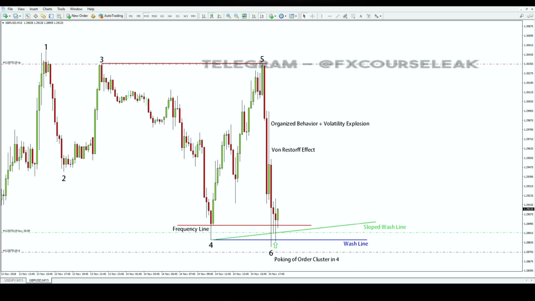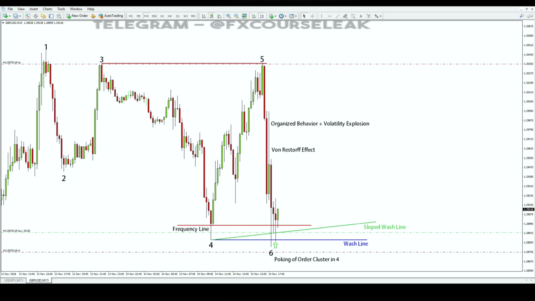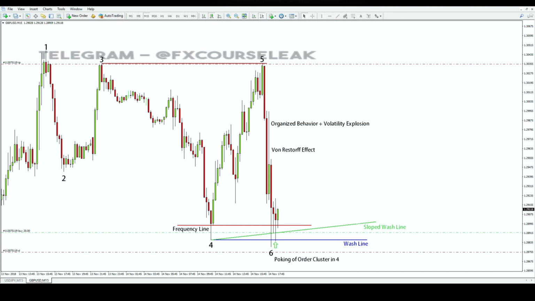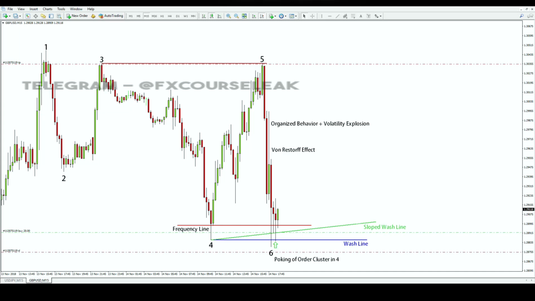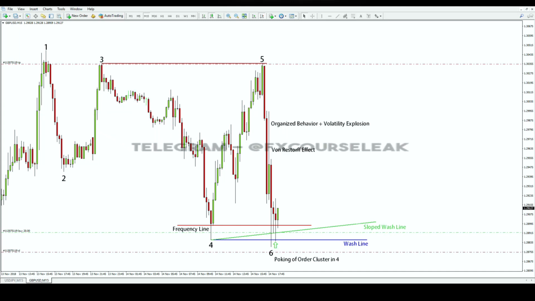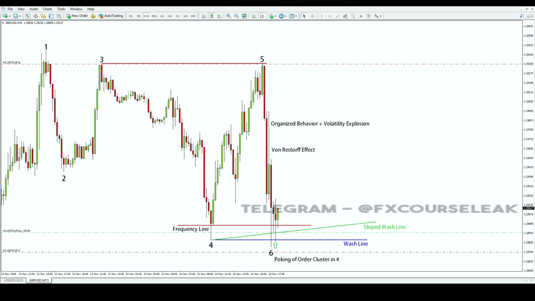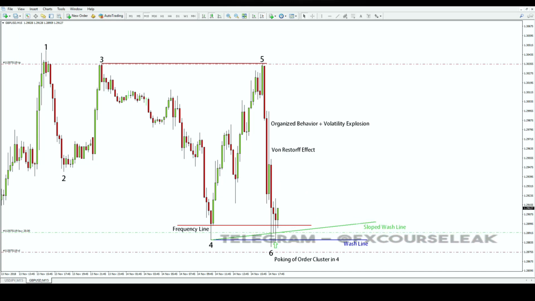Observe that I drew a few lines in there. Let's discuss them a little bit to see what could have been done and why. The first and most obvious line is the blue wash line that has its origin in the low number 4. As you can see, after number 6 price action came back to this line one more time. This could have been used as a trigger point, and it would be a precise one.